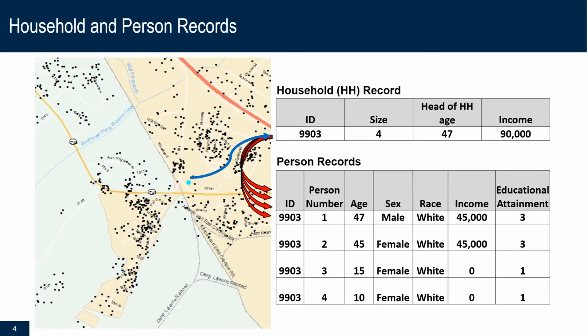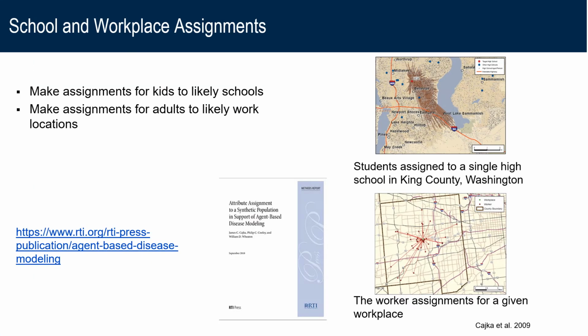A visual example of a synthetic population that maintains household structure consists of a point location and corresponding record for household level attributes with linkage to person records with person level attributes. Additionally, as a post-processing step, we typically make social network assignments such as assigning kids to likely local schools and adults to likely workplaces. Examples of basic assignment approaches are detailed in our methods paper, Attribute Assignment to a Synthetic Population in Support of Agent-Based Disease Modeling.